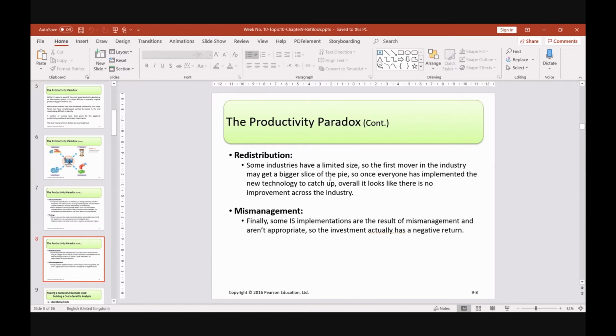You already have competition, and the things are there. So you have high competition in your environment. Technology is already there in your organization and outside the organization. So if you acquire a new information system, it's not going to increase your productivity at all.